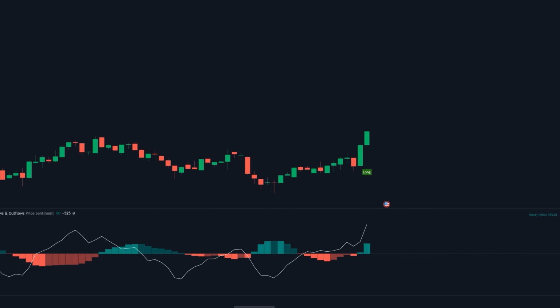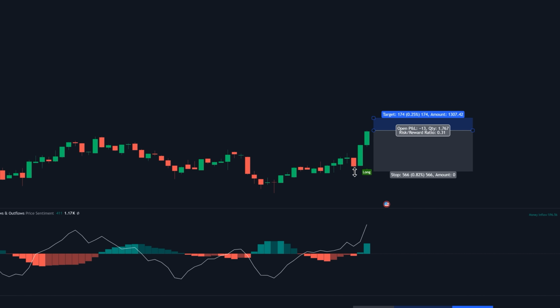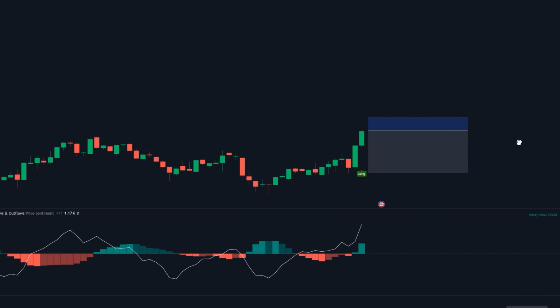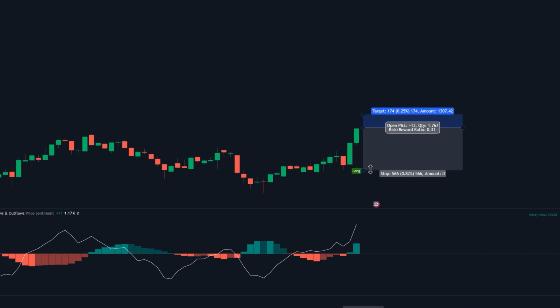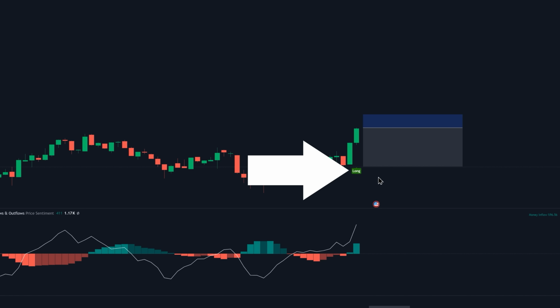We enter a long position here and put the stop loss under the most recent swing low, but if the swing low is too far down, you can just align it with the top of the long signal label. Per my backtesting, I found that aligning it with the top of the long signal label increases the chances of the stop loss not being hit.